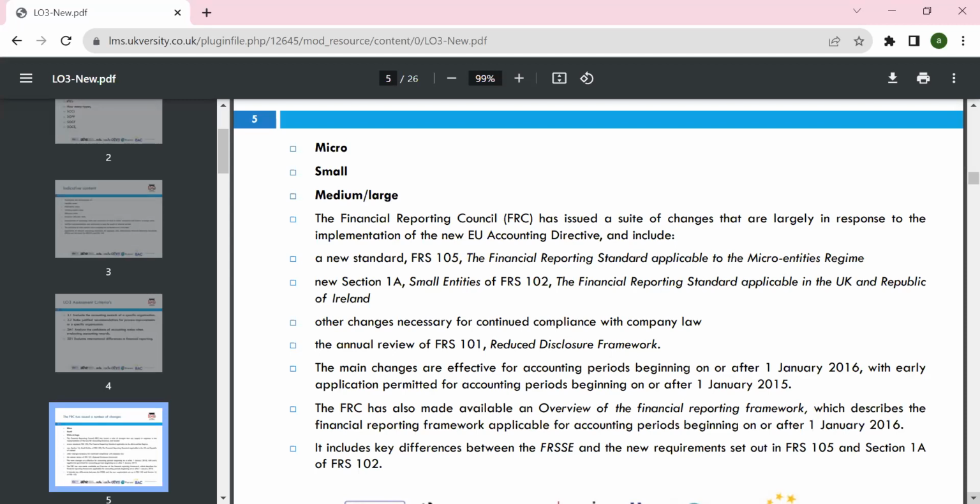The FRC has also made available an overview of the financial reporting framework. It describes the financial reporting framework applicable in accounting periods beginning from 1st January. It includes the key different financial reporting standards and the new requirements under section 105 of this financial reporting standard.